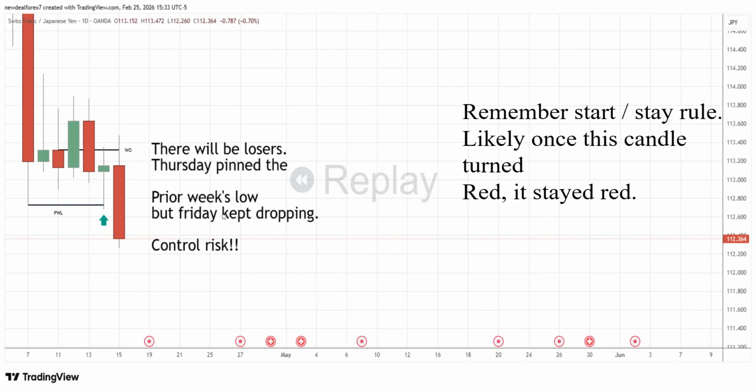Okay, so you need to control risk. Remember the start and stay rule. This candle opened, it started green, but it didn't stay that way.